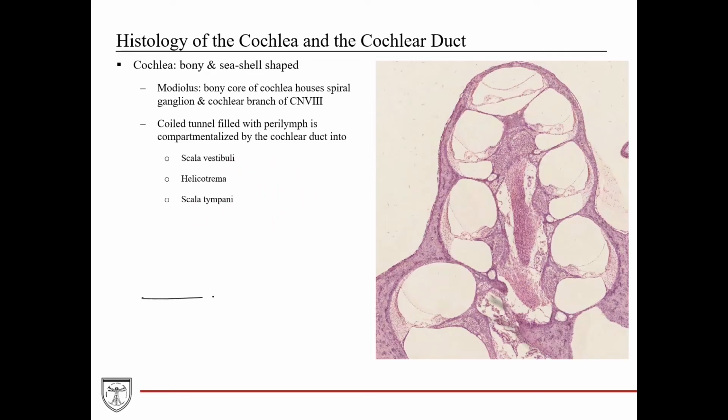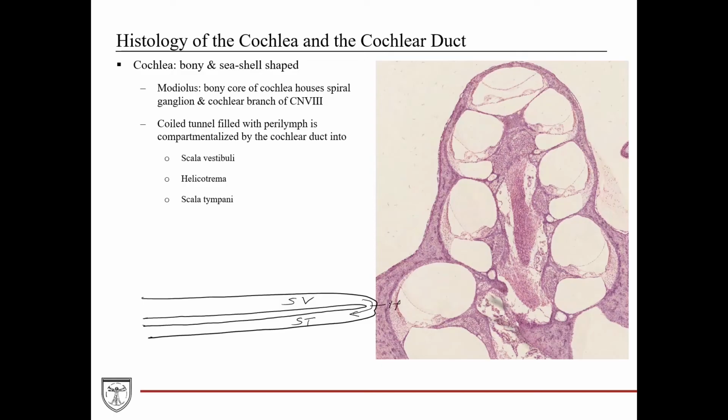When I uncoil the cochlea into this long tube, what we'll learn is that the cochlear duct is positioned in the middle. And of course, the cochlear duct is filled with endolymph. The perilymph-filled space between the cochlear duct and the bony labyrinth up here is the scala vestibuli. Below the cochlear duct is the scala tympani. And where the scala vestibuli becomes continuous with the scala tympani, this little area is the helicotrema.